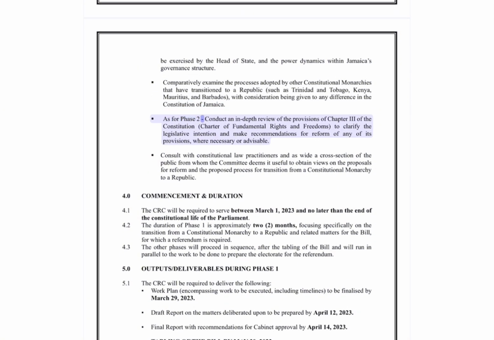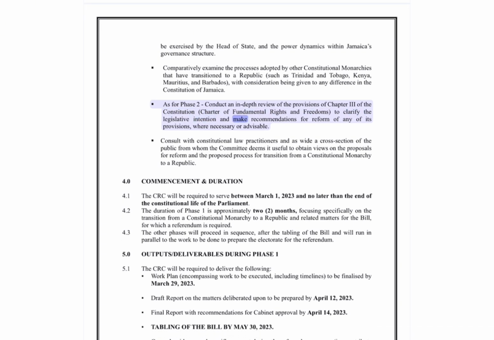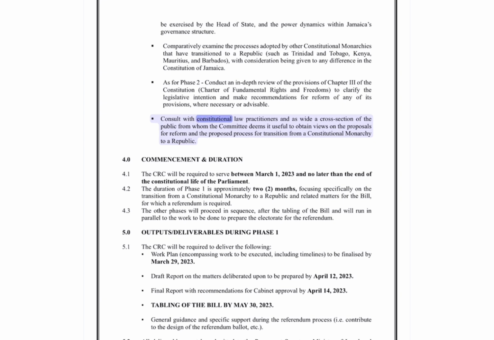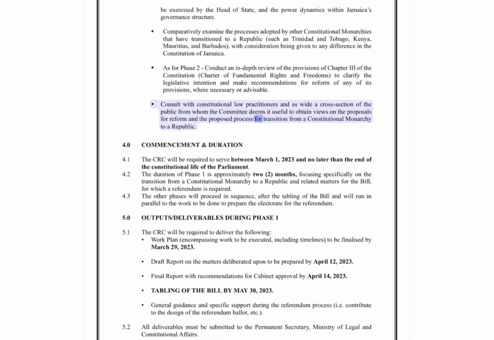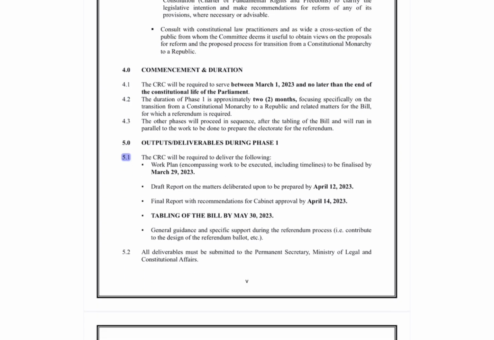As for Phase 2, conduct an in-depth review of the provisions of Chapter 3 of the Constitution, Charter of Fundamental Rights and Freedoms, to clarify the legislative intention and make recommendations for reform of any of its provisions where necessary or advisable. Consult with constitutional law practitioners and as wide a cross-section of the public from whom the committee deems it useful to obtain views on the proposals for reform and the proposed process for transition from a constitutional monarchy to a republic. 4.0, 4.1, 4.2.